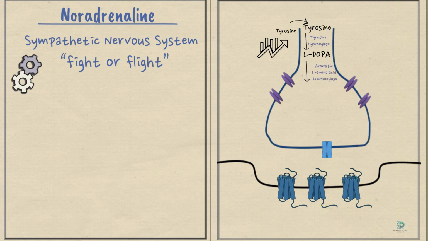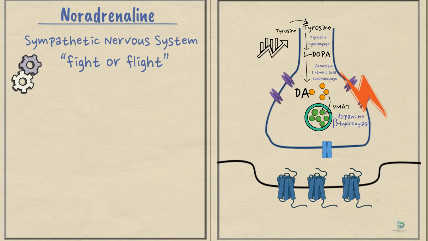Aromatic L-amino acid decarboxylase then converts L-dopa into dopamine. Dopamine is transported into synaptic vesicles by the vesicular monoamine transporter. Inside the vesicle, dopamine beta-hydroxylase converts dopamine into noradrenaline. Once synthesized, noradrenaline is stored in synaptic vesicles at the nerve terminal and ready for release when needed.